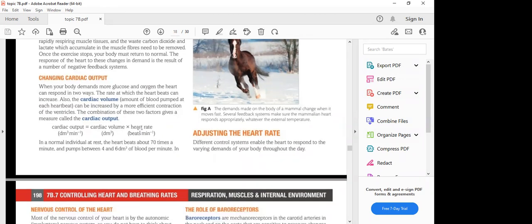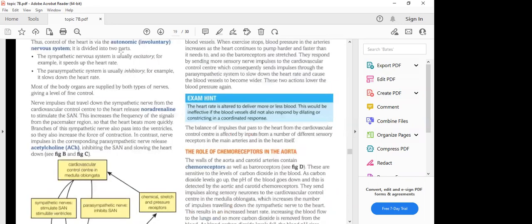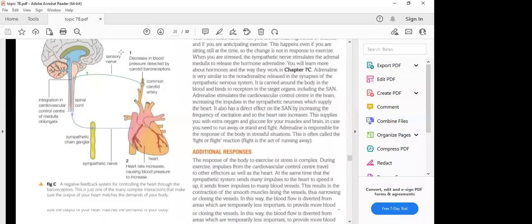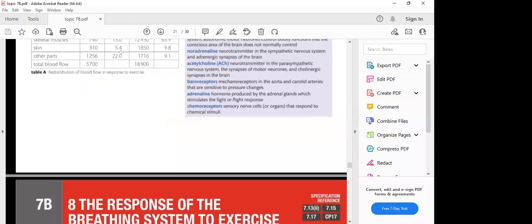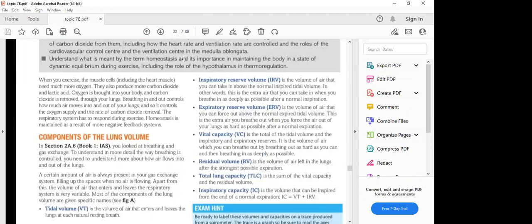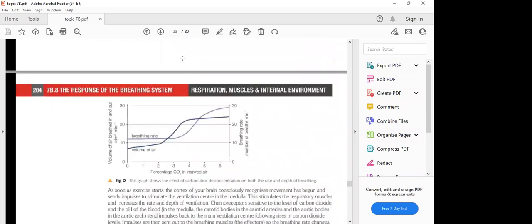Affaf, I want you to go through it. There is nothing to explain much more. It's normal, nothing technical. Clear? Yes, all of it, the rest of the chapter? No, you have to do it from here till this point by yourself. Then this is a different chapter: breathing, the response of the breathing system to exercise. This belongs to the respiratory system, and hardly it will take 20-25 minutes to finish.